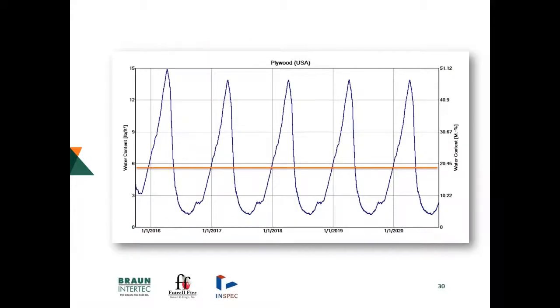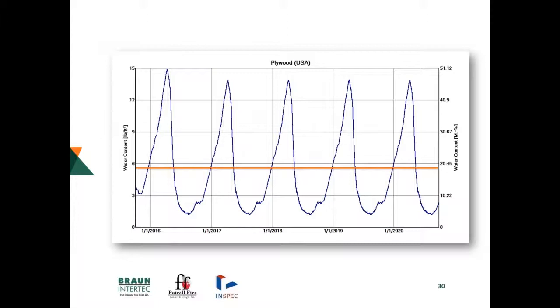But this is a WUFI model through the plywood surface of one of those failed roofs. And as you can see, each one of these vertical lines represents a year, and the red line represents 19% moisture content in the plywood. That's really, as Steve mentioned before, the point of maximum allowable water content, and things above that become problematic in terms of rot and deterioration.